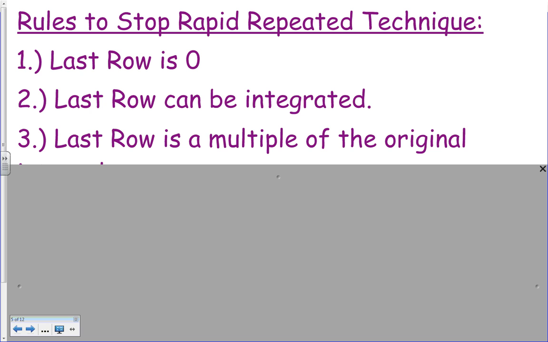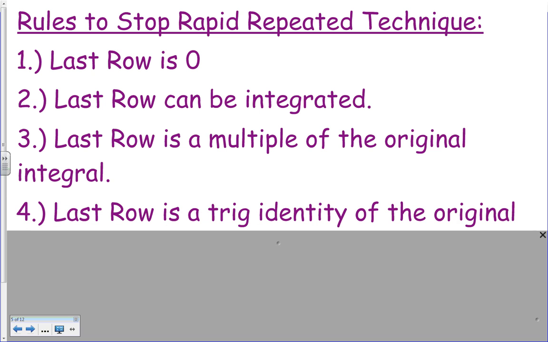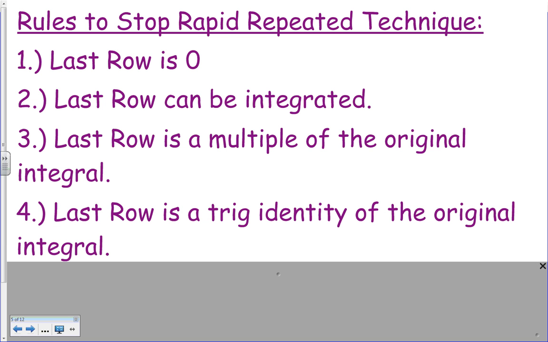It could be 5 times that or whatever. Then that's a stopping condition if you have a multiple of the original. And then finally, if the last row is a trig identity of the original.